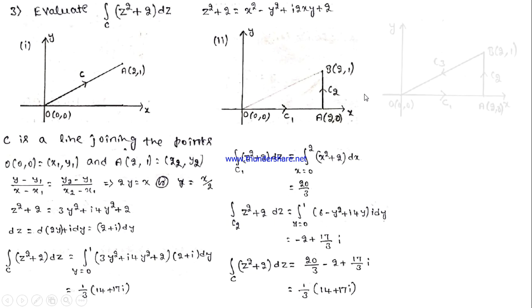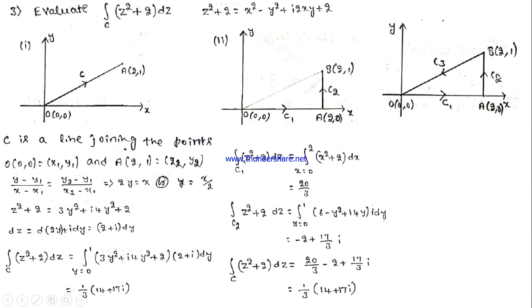Now let me consider the third problem. Here I am considering a triangle with the vertices 0, 0, 2, 0, 2, 1. I am just taking the anti-clockwise direction again. Along the curve C1, you can note that it is the same as the curve C1 which I have considered here. C2 is nothing but the same curve C2, and C3 is nothing but this curve but with a negative orientation. Here we have found the integration from 0, 0 to 2, 1. Here we are supposed to find the integration from 2, 1 to 0, 0.